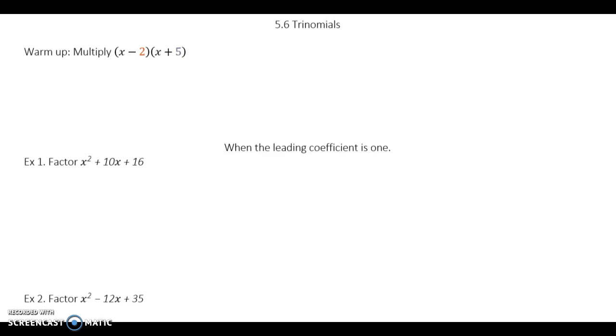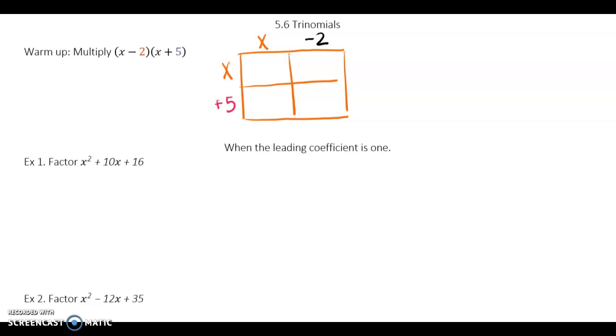Okay, in this section we will factor trinomials, and the first thing that we want to do is start off with a warm-up. Remember, this is our box method, so we're going to multiply these using the box method. I'm going to do x and x, and then minus 2 and plus 5. I'm doing those in a different color. And so let's go ahead and multiply this out.